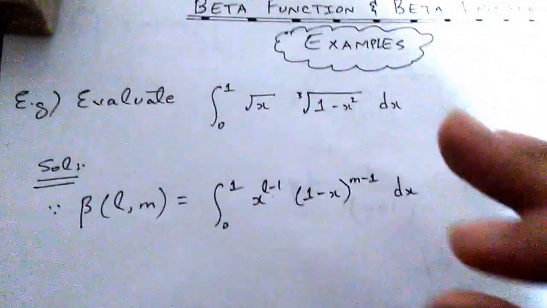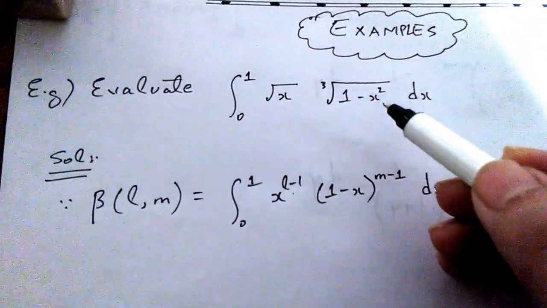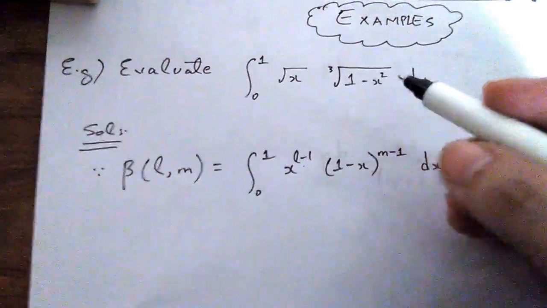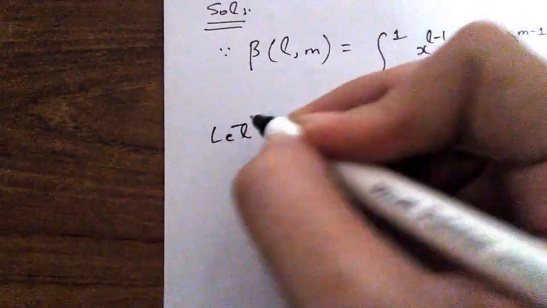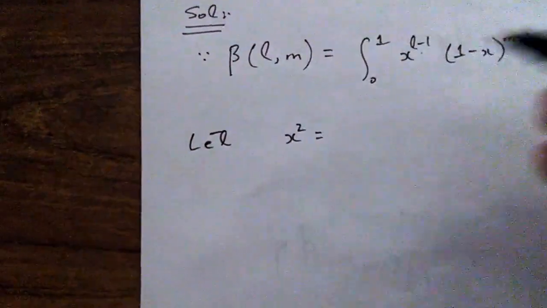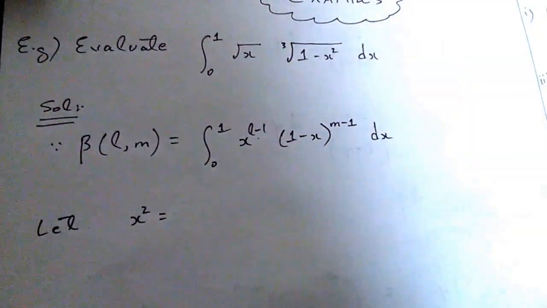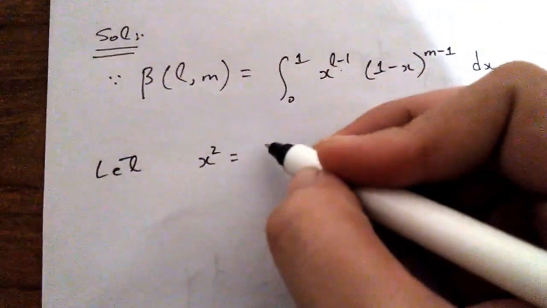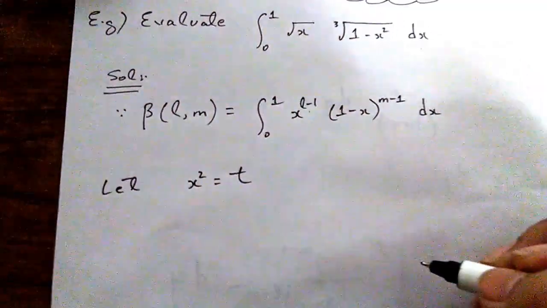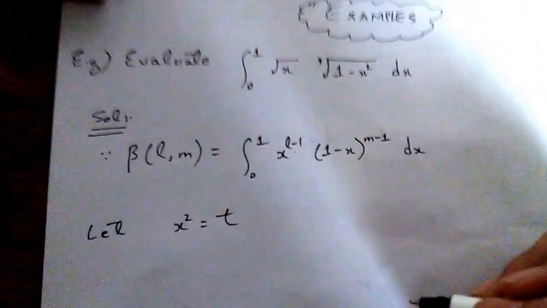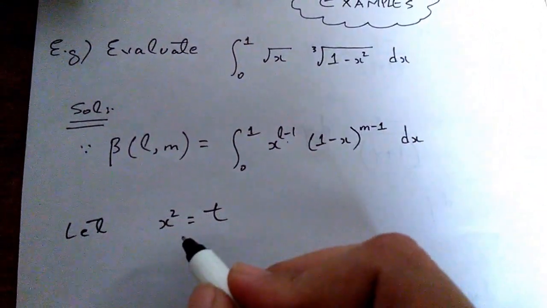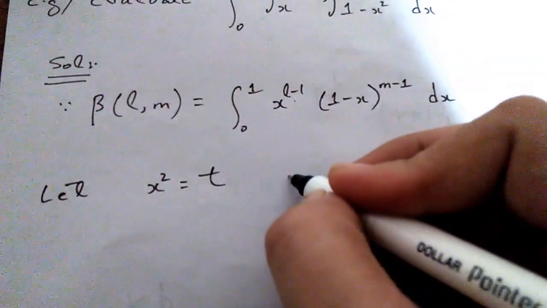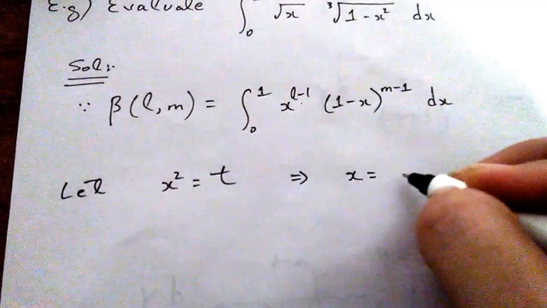So we have to apply some substitution. We make a supposition: let x square equal some variable. You can take u, you can take t, and so on. People usually study u substitution, so they restrict themselves to u. I'm taking t here. Once you take the square root on both sides, you come to know that x equals under root t.